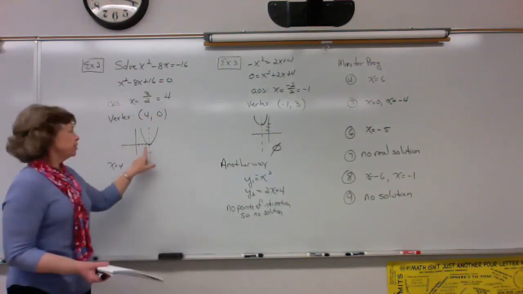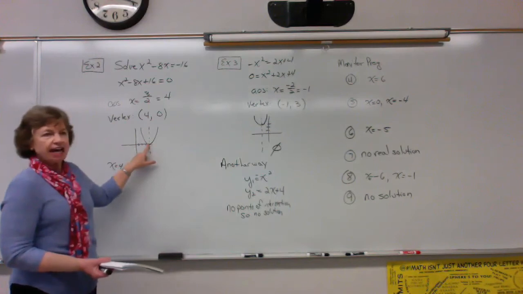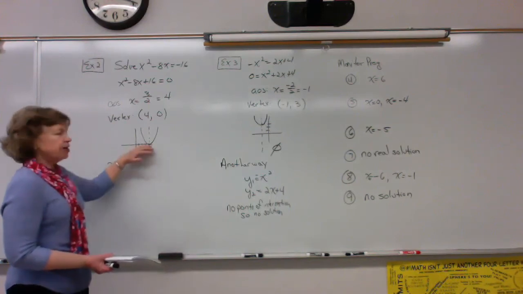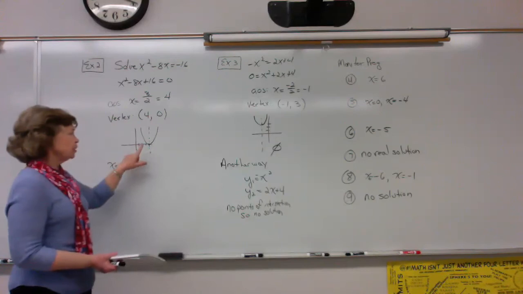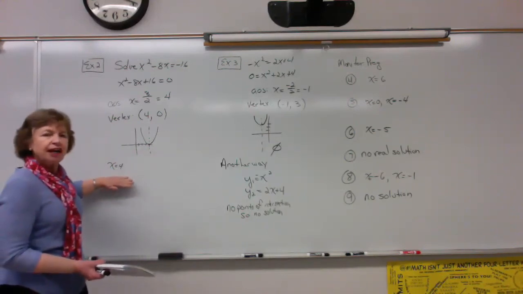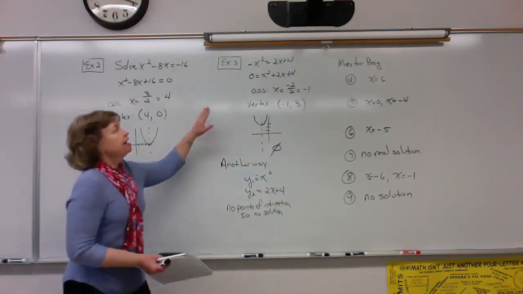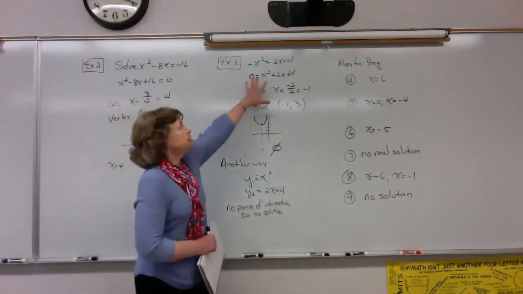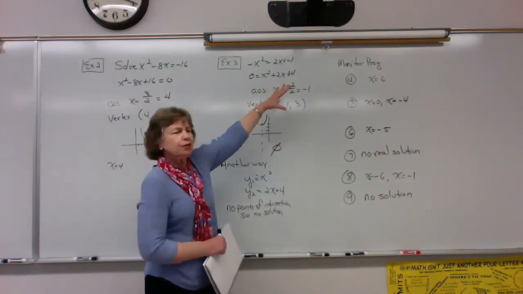Well, right away when you graph it, if your vertex is on the x-axis, that means that quadratic equation is going to intersect in one place, and that means the solution is one solution, one double root, and that x equals 4. If I'm looking at example number 3, negative x squared was equal to 2x plus 4.